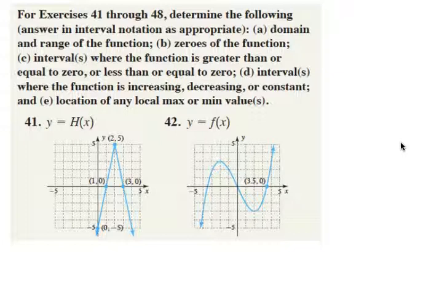Where it's increasing, where it's decreasing. So where are we becoming more profitable? When are we becoming less profitable? And then finding local max and min. So when do I maximize my profit? So we can tell all this stuff from it. So we'll look at number 41.